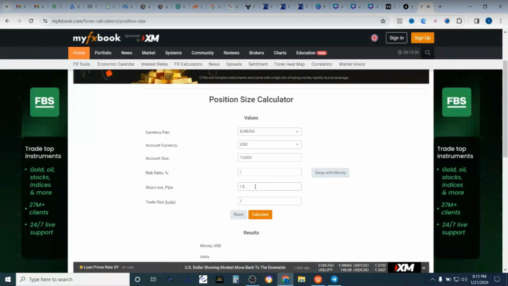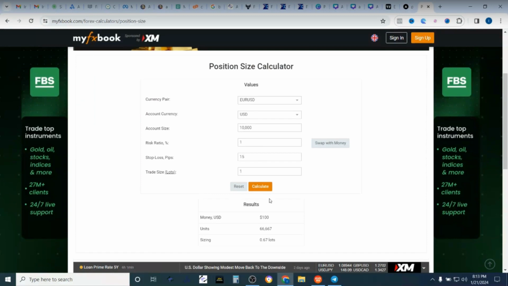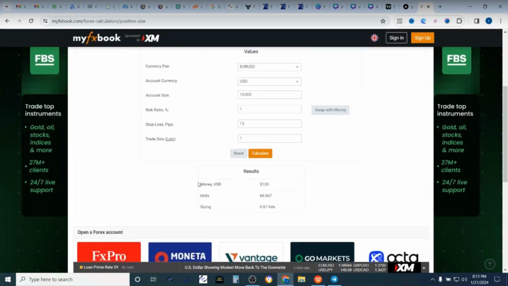Then this doesn't really matter. So you just hit calculate. What this does is it's telling you that the money you are going to be risking on this trade is $100, right? What is 1% of $10,000? 1% of $10,000 is $100.